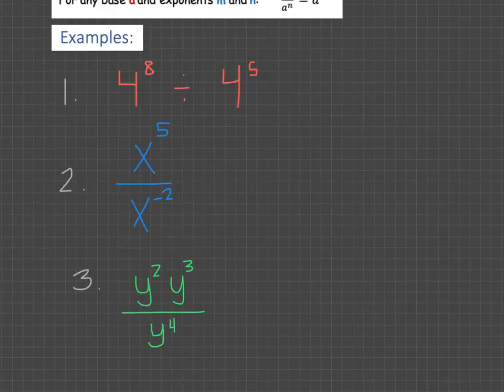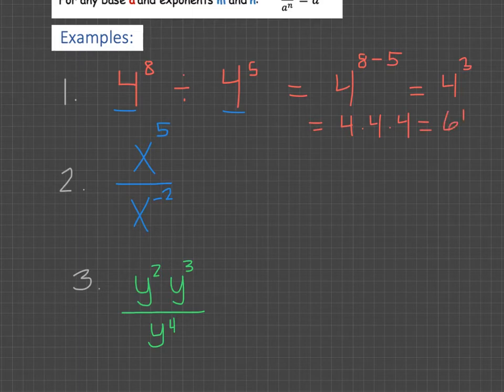All right, we've got 4 to the 8th divided by 4 to the 5th, and we've got that common base of 4, so we can write that 4, and because we're dividing, we subtract the exponents, and in subtraction, the order matters. We want to subtract 5 from 8. 8 minus 5, we're going to get 4 to the 3rd. We can actually evaluate that. That's 4 times itself 3 times. 4 times 4 is 16. 16 times 4 is 64.